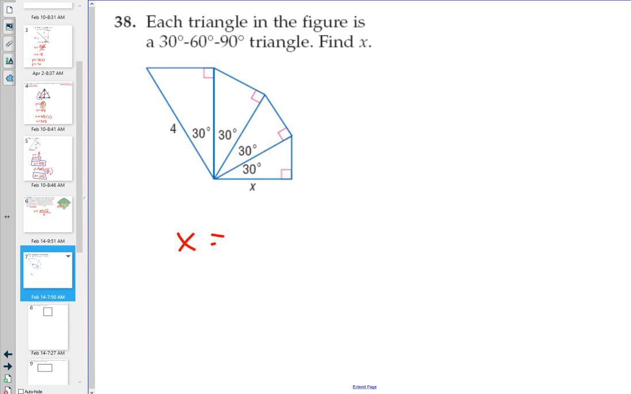So in order to find x, I would start with a 4, but I have to go from a hypotenuse to a long leg, then do it again, and again, and again. I have to do it 4 times. Okay, so let's see what that would involve. How do I go from a hypotenuse to a short leg? Because I don't want to go straight to long leg. Divide by 2. What's 4 divided by 2? 2.